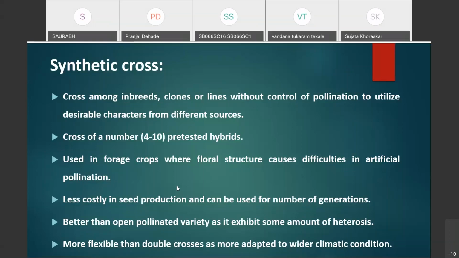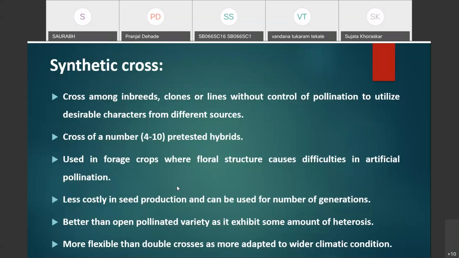In all other methods there is control on pollination, but in synthetic crosses there is no control on pollination. That is why there is no need of artificial pollination, and why the synthetic cross is helpful in forage crops where the floral structure causes difficulties in artificial pollination.